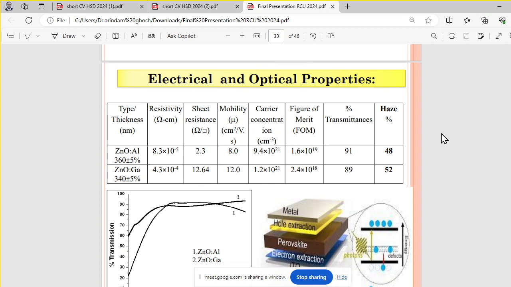So we have taken two types, aluminum doped zinc oxide and gallium doped zinc oxide, as a seed layer, and then we deposited a perovskite layer on it, and then we studied its crystalline structure and surface morphology, and how it affects the performance of a perovskite based solar cell. That is basically what we have studied in this paper. So go to the next one.